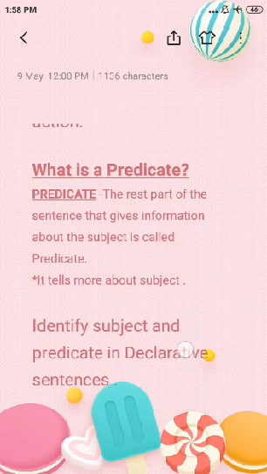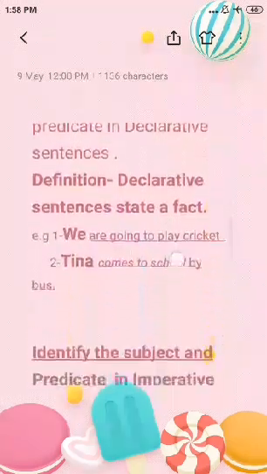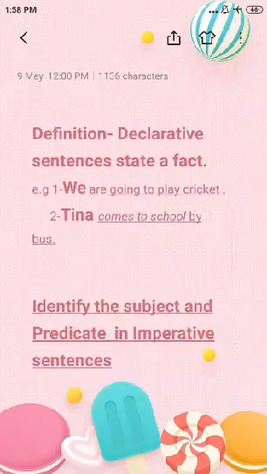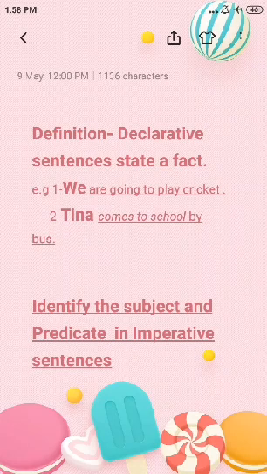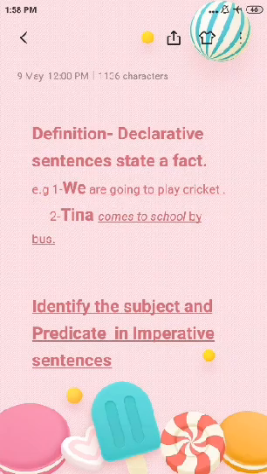Now let's identify subject and predicate in different kinds of sentences. First is declarative sentences. Declarative sentences state a fact. Let's see a few examples. But before I start, let me tell you that whenever you see a sentence, just ask two questions: what and who? The answer of what and who will tell you the subject of the sentence.